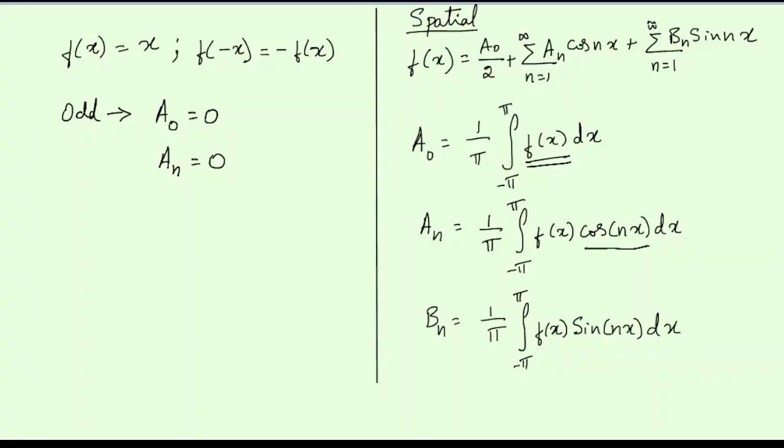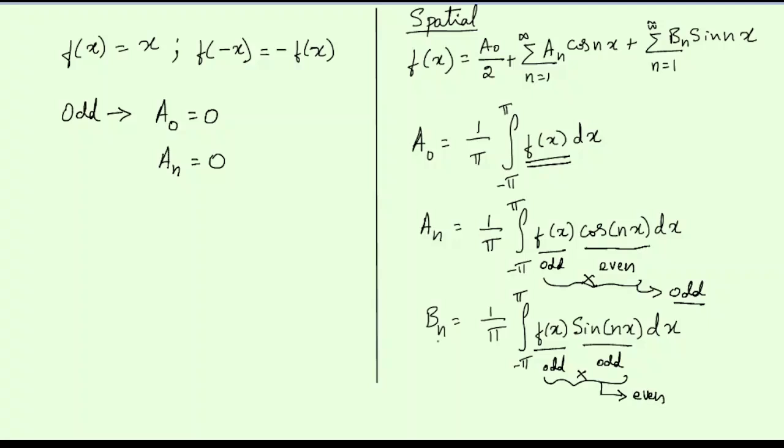And look here, this is an even function. If this function is odd, the product of an odd function and an even function is again an odd function. Don't you think so? So an is taking the integral of an odd function which is intrinsically 0, whereas for bn, if you check, this is an odd function, this is also an odd function. The product of an odd function and an odd function is an even function. So this will not vanish, whereas a0 and an, they both will vanish.